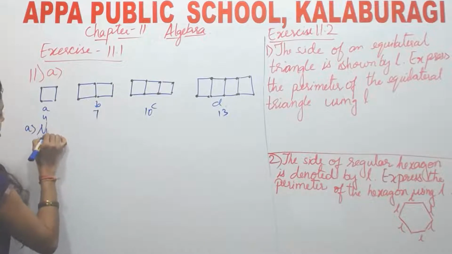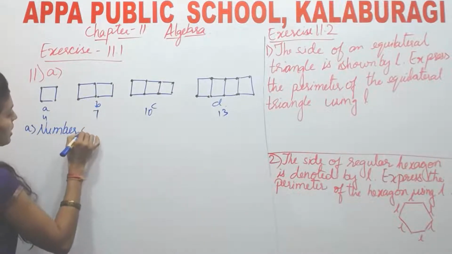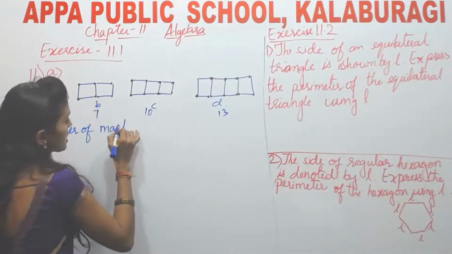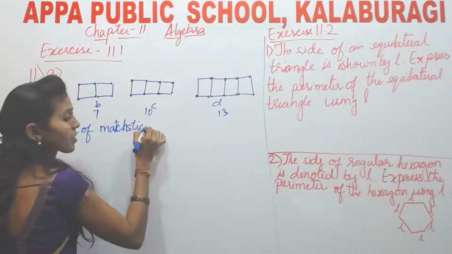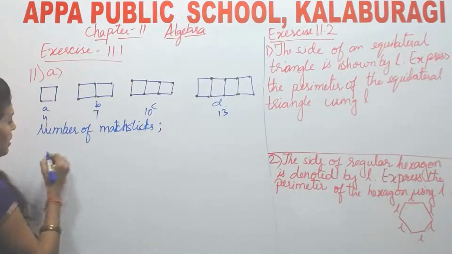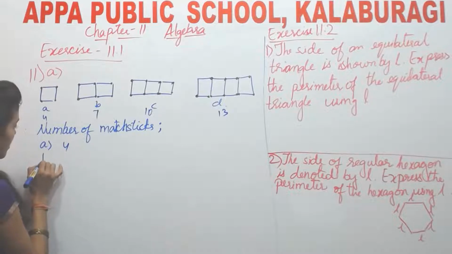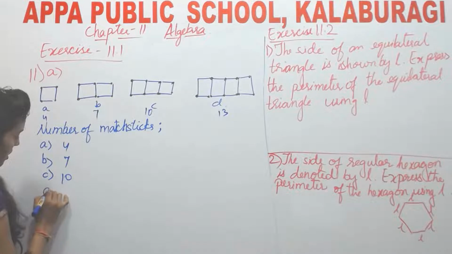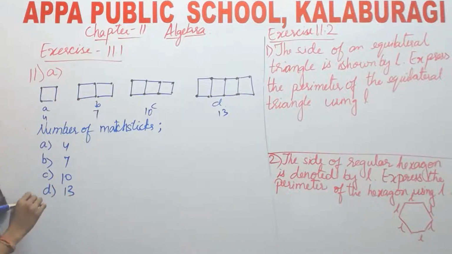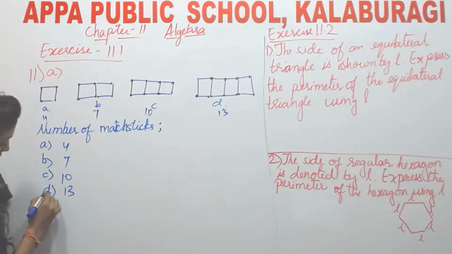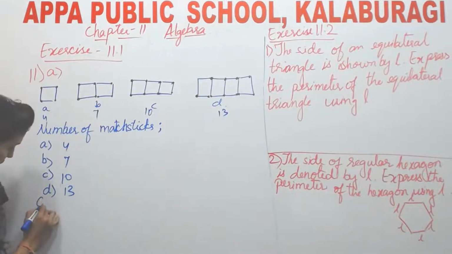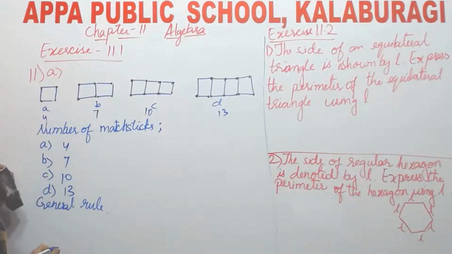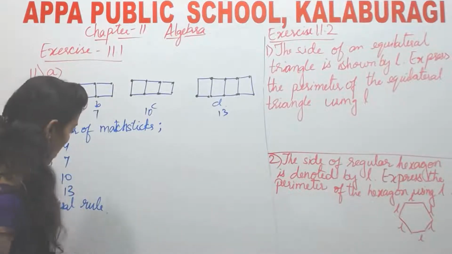Number of matchsticks. How many are there? A, 4 are there. B, 7. C, 10. D, 13. Right? Now, see how the general representation, the general rule, works. Let me say the general rule. Now, what is the general rule for this?